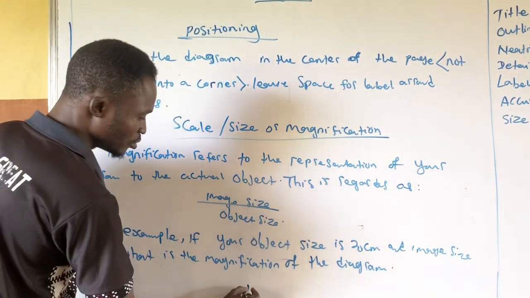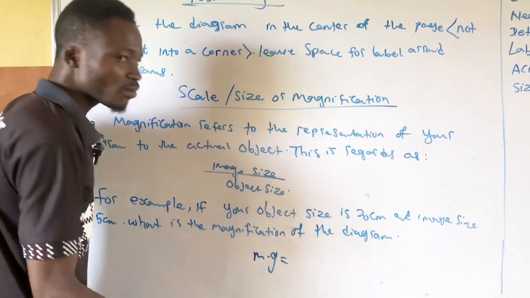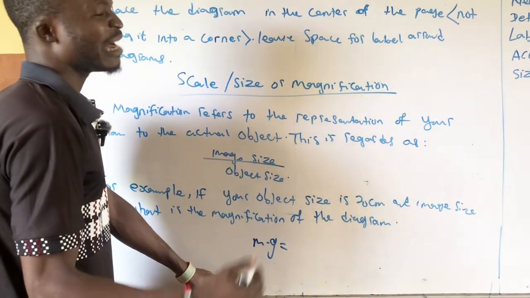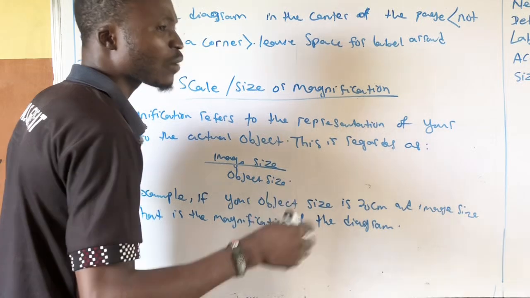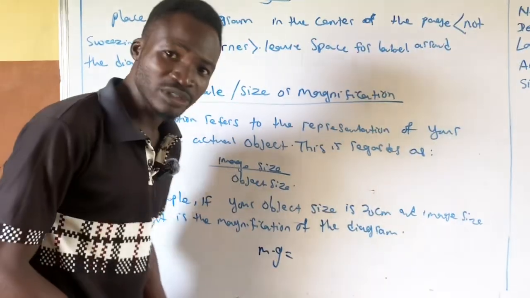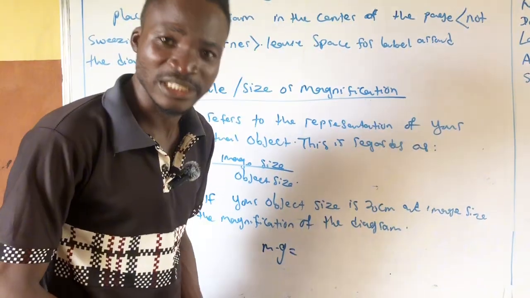The magnification will be Mg. Mg means magnification, right? I'm not saying you should write this, but I want you to know it. Don't write it in your answer sheet. Tunde, don't write it in your answer sheet. Did you understand me?